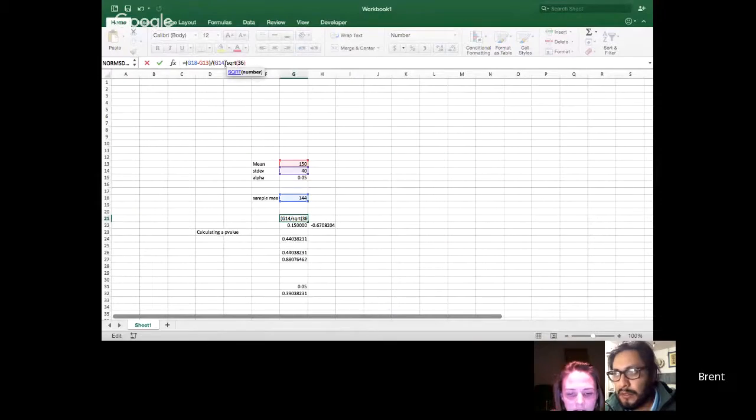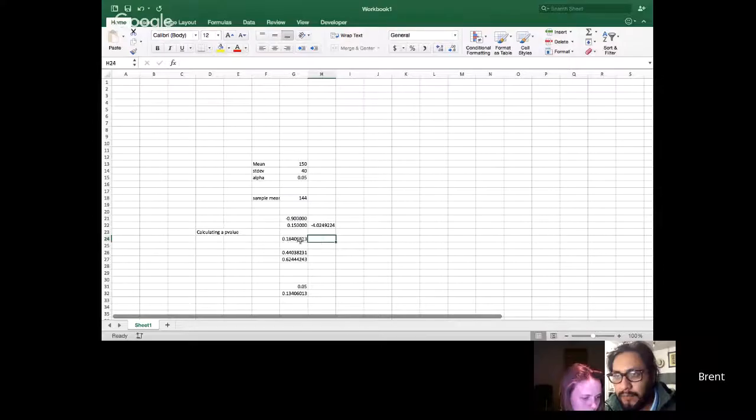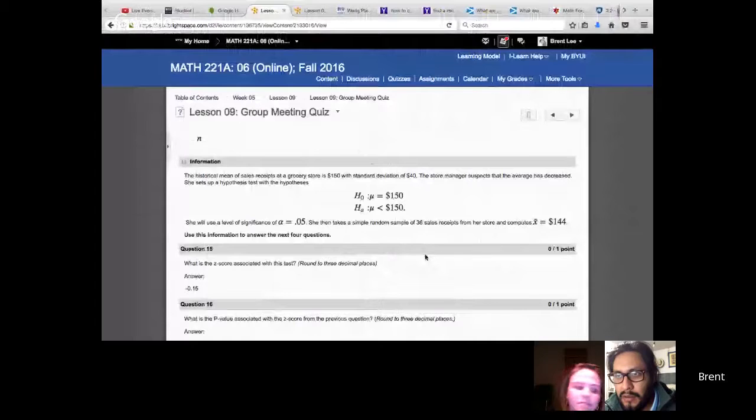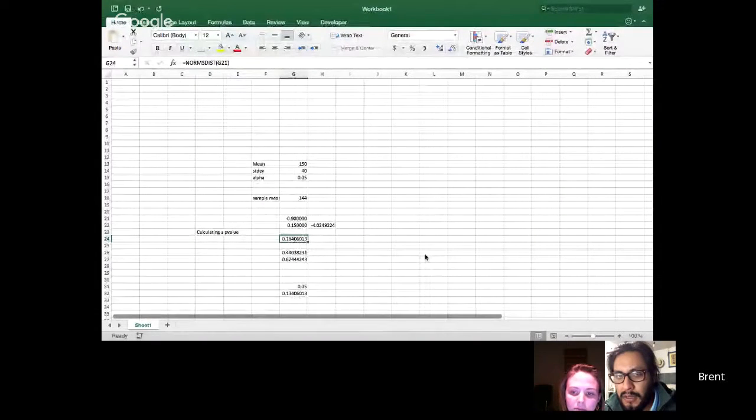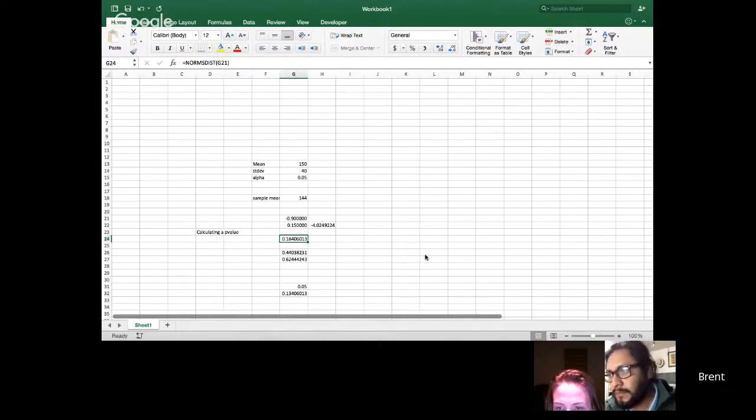So this fancy little guy. I'm not even going to go back and fix my answers because I'm too lazy right now. But I think I know what they are. So what's the z-score? Negative 0.9.